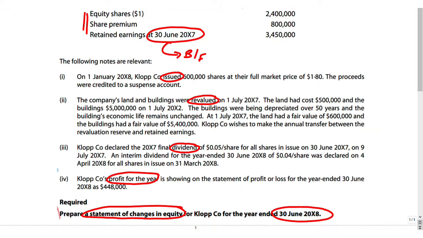And then what you've got as well, part 2, the revaluation. So we'll be looking to create a revaluation reserve. And then in part 3, there's a dividend. So we'll need to look at the number of shares to make sure that we can get the correct amount of dividend that is due to be recorded within that statement of changes in equity.